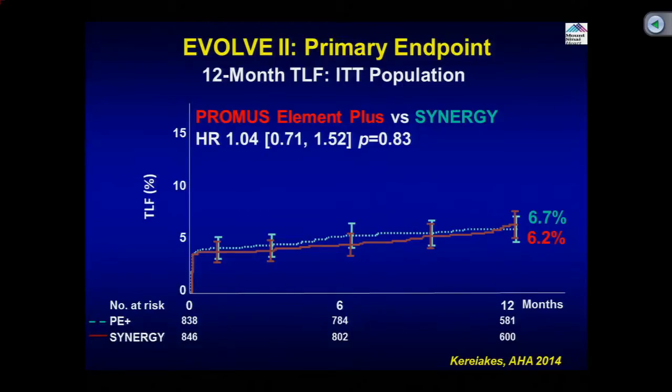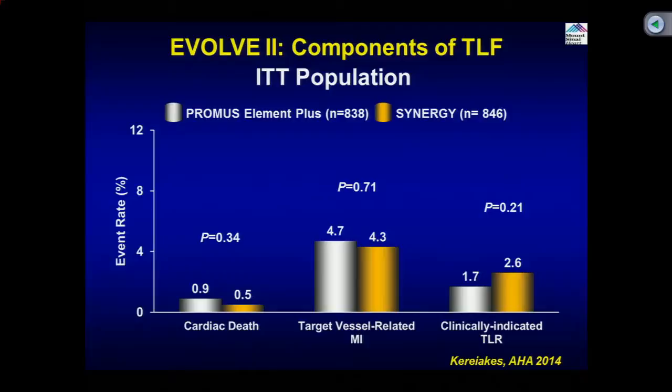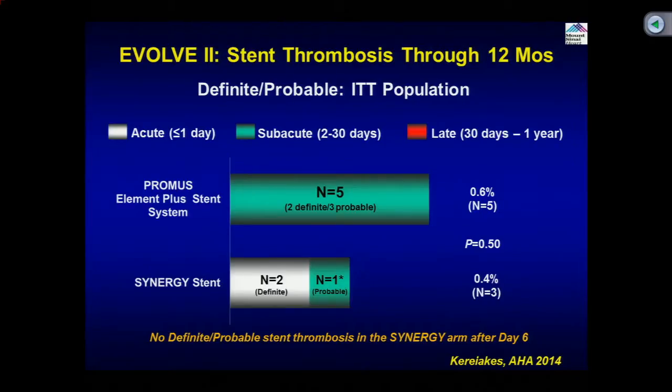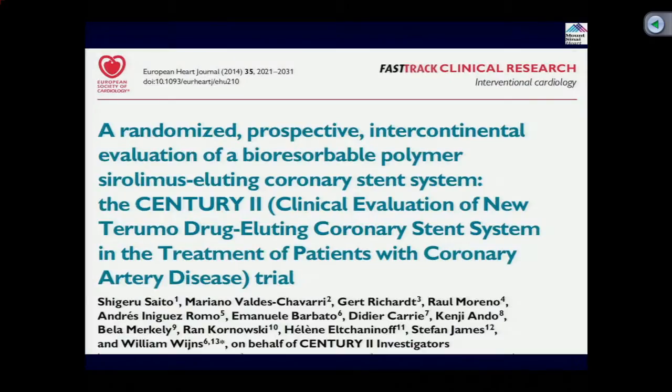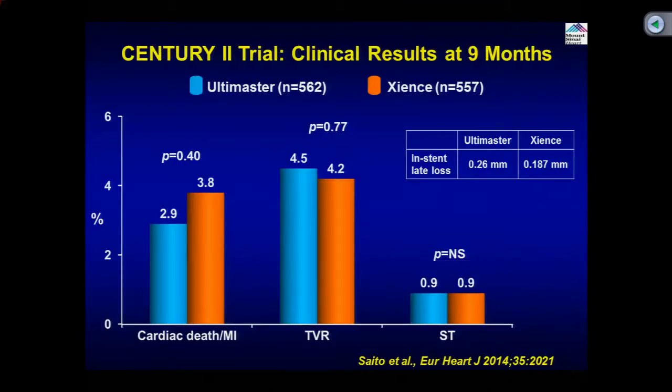More importantly, the target lesion failure was identical, with the individual endpoints of death, TLR, and MI identical in the two groups. There is some signal, although overall stent thrombosis was no different, 0.6 versus 0.4. It seems that newer generation stents don't have late stent thrombosis, as none of them had any after 30 days. Then there is the second Century 2 trial, also of another polymer, by the Ultimaster from Japan, comparing with the Xience in 1,000 plus cases. Again, no difference in stent thrombosis and so on.